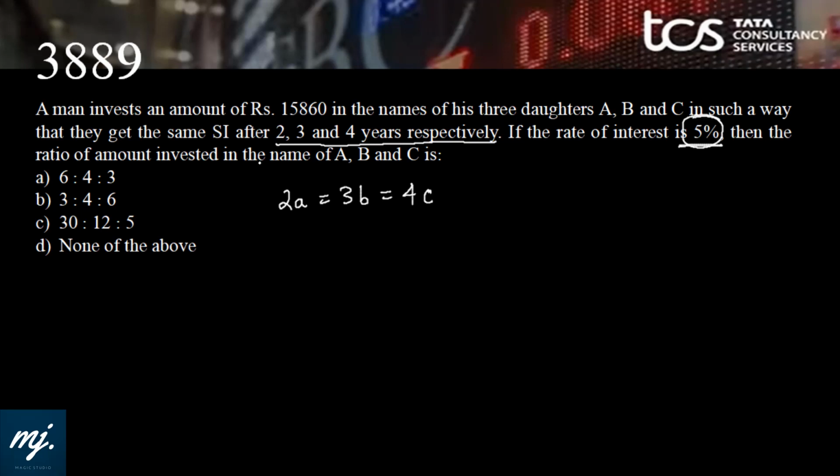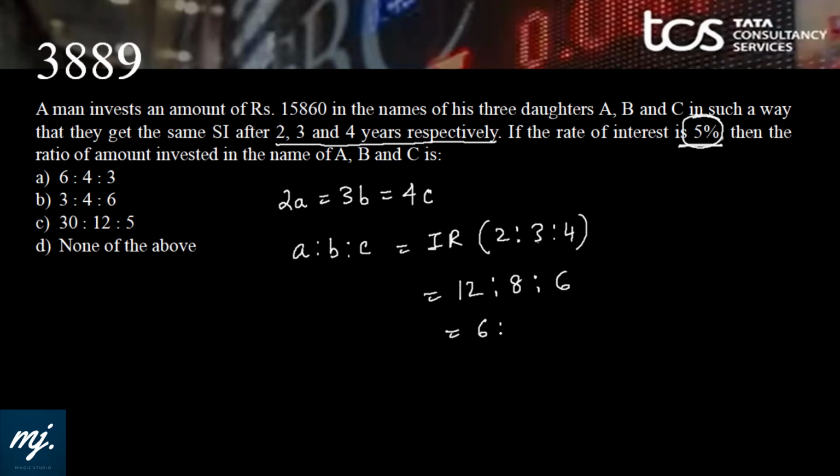Then the ratio of amount invested in the name of A, B, C, that means A : B : C, is nothing but the inverse ratio of 2 : 3 : 4. Height 2 multiply the rest, 3 into 4 is 12. Then height 3 multiply the rest, 2 into 4 is 8. Height 4 multiply the rest, 2 into 3 is 6. That can boil down to 6 : 4 : 3. So the ratio in which the investment is made in the names of the 3 daughters A, B, C is 6 : 4 : 3, and that is in option A.